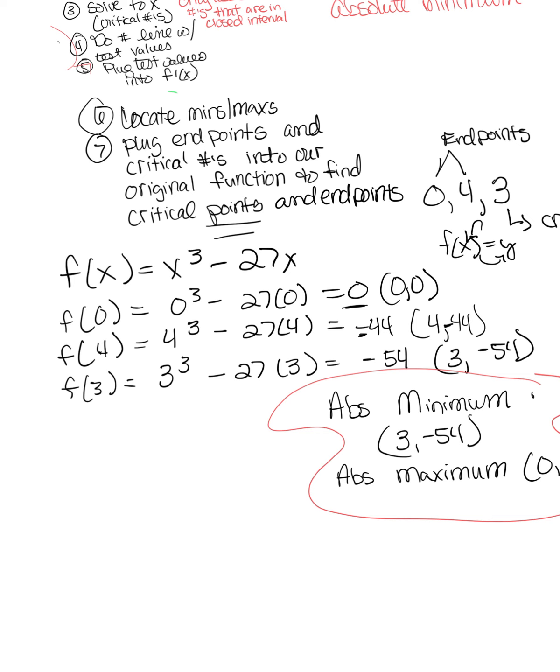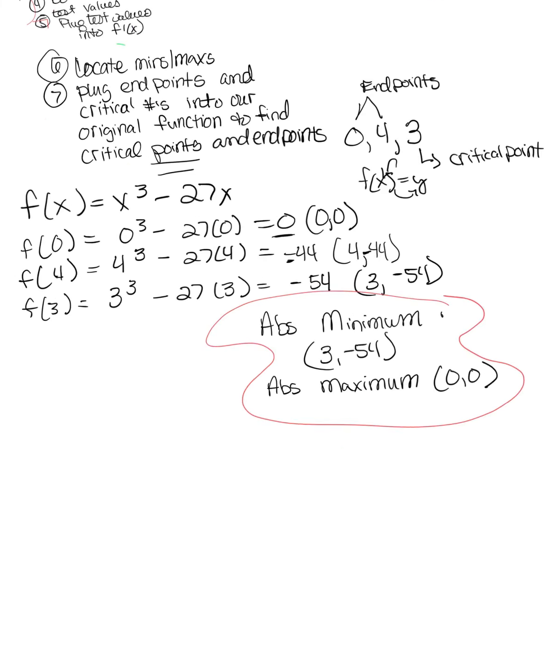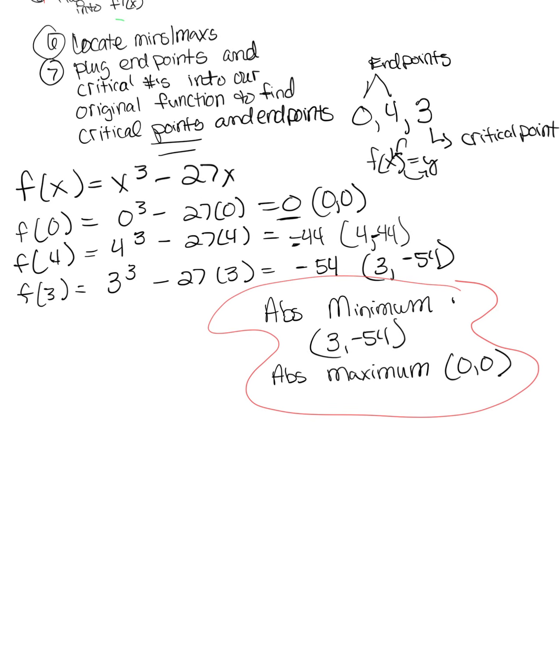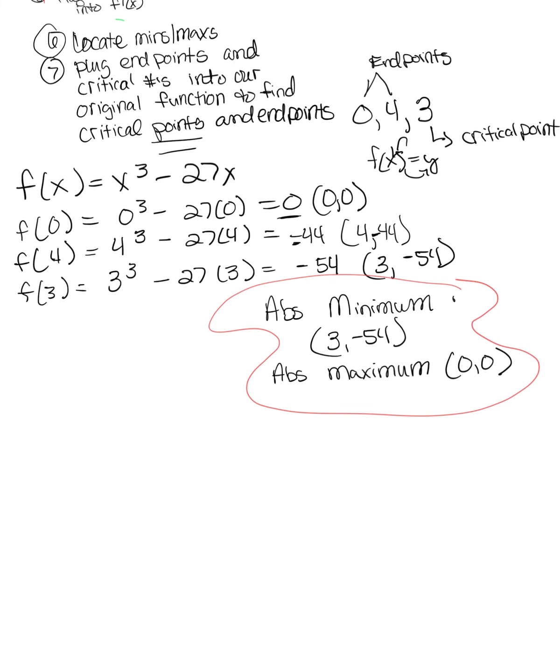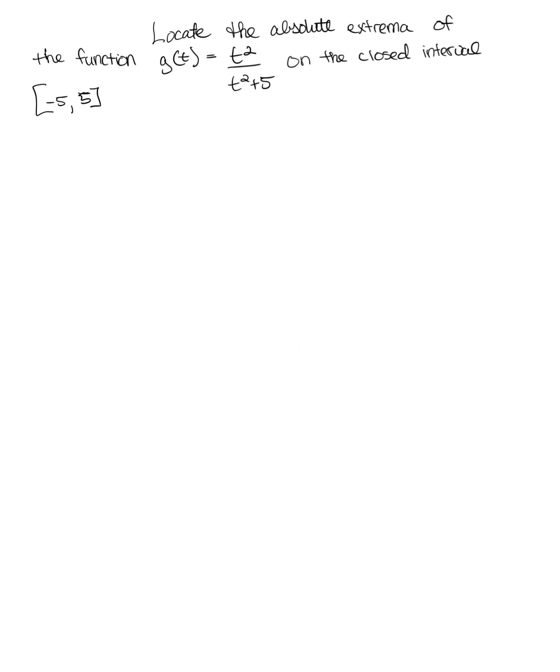And those points, based on what their y values are, are going to confirm what you saw on your graph, that you have an absolute minimum at 3, minus 54, and then an absolute maximum you'll find out from plugging those in at 0, 0. Okay, let's do another one.